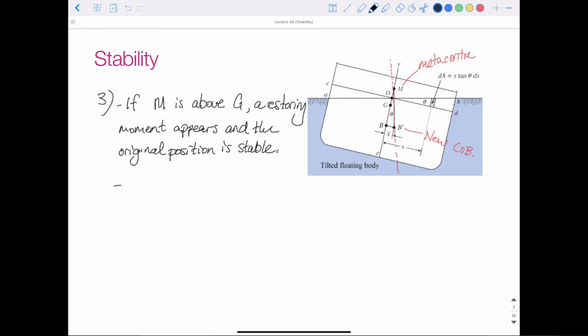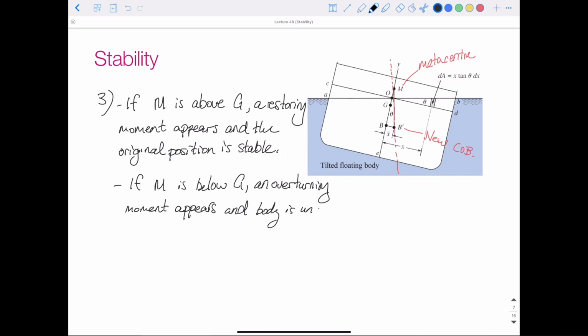Likewise, the opposite case is true. If M is below G, then the body is unstable and it will create a moment that will cause the body to be overturned if it's disturbed at all. So if M is below G, an overturning moment appears and the body is unstable.